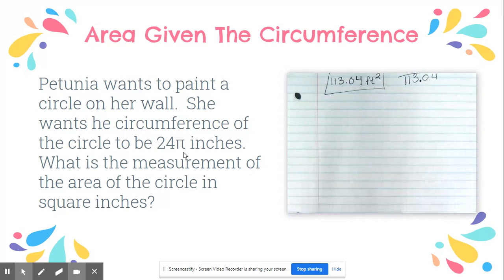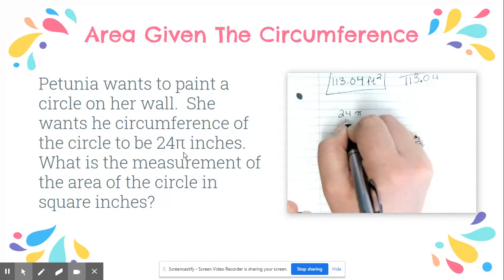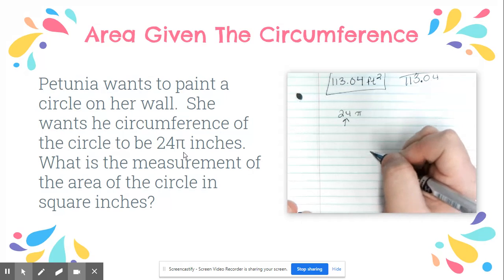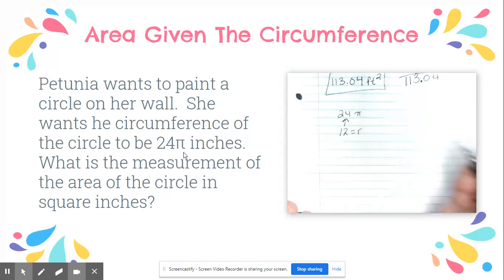Petunia wants to paint a circle on her wall. She wants the circumference of the circle to be 24 pi inches. What is the measurement of the area of the circle in square inches? It says 24 pi, so I'm going to take half of that 24. Half of 24 is 12. That means that's my radius, my r.